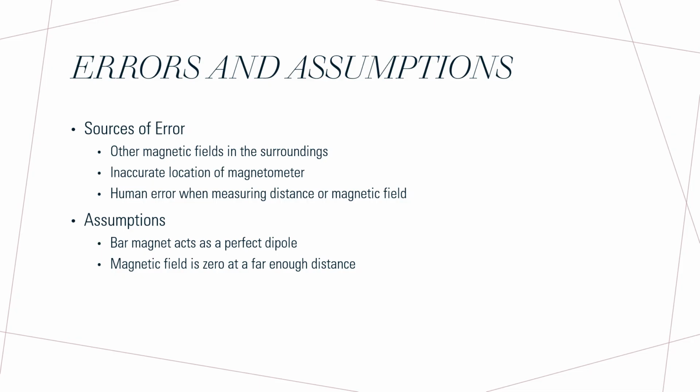And some assumptions that we made are that the bar magnet is acting as a perfect dipole, and the magnetic field is zero at a far enough distance. We are especially doing this with the devices in the area, so that we could say that nothing else was affecting the magnetic field surrounding the bar magnet.